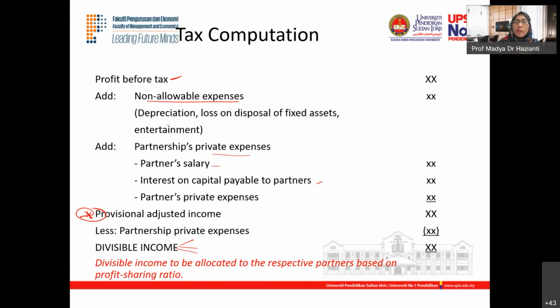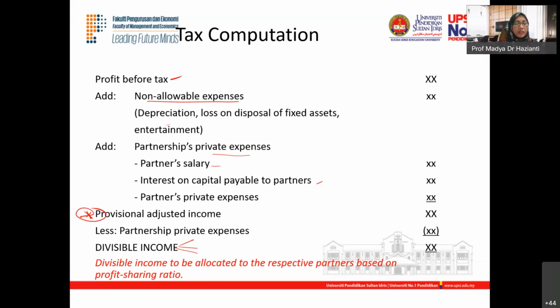Or it can also be ada 2, tapi ada seorang sleeping partner kan, dia bagi modal je, dia tak ada buat kerja. So maybe the ratio is 70-30. Yang buat kerja dengan modal tu 70%, yang bagi modal saja tak buat kerja akan dapat 30% of the profit. So depending on the profit sharing agreement.